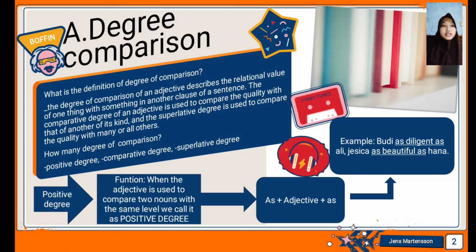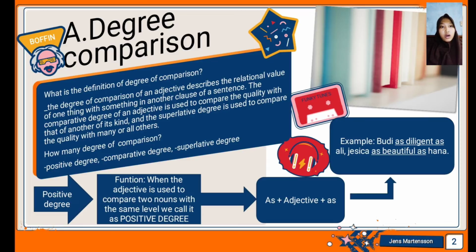The degree of comparison of an adjective describes the relational value of one thing with something in another clause of a sentence. The comparative degree of an adjective is used to compare the quality with that of another of its kind, and the superlative degree is used to compare the quality with many of all others.